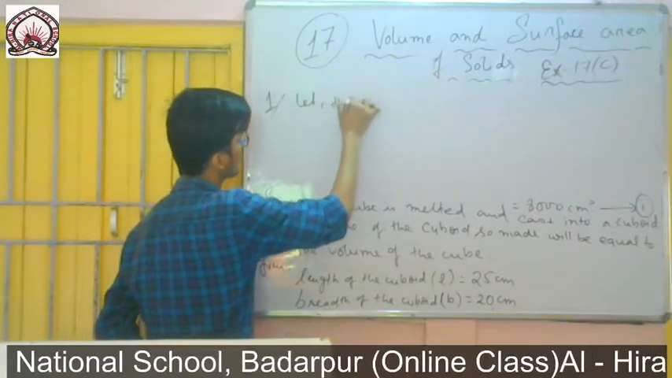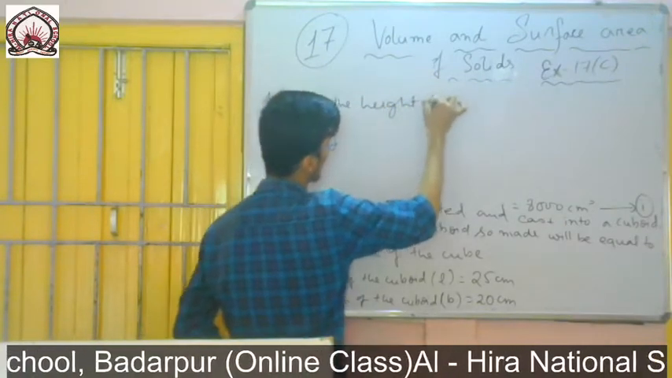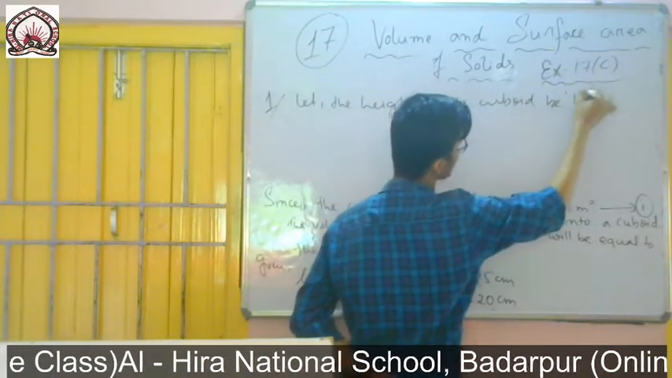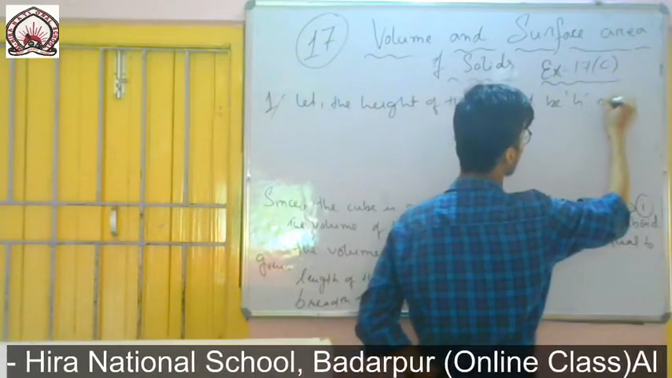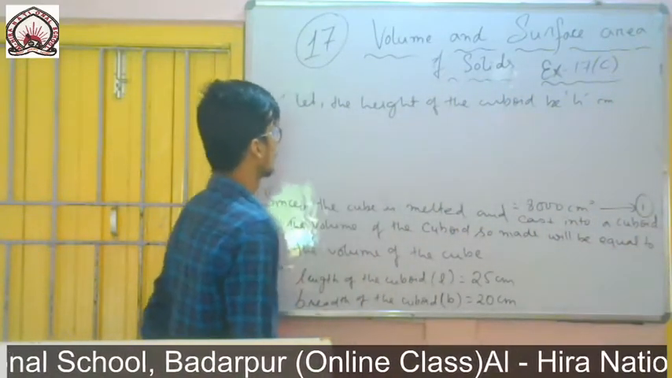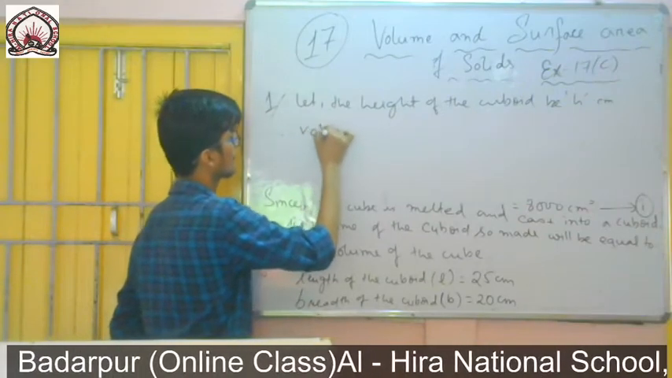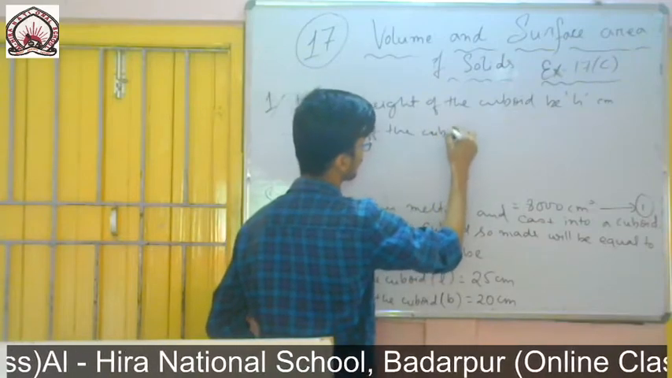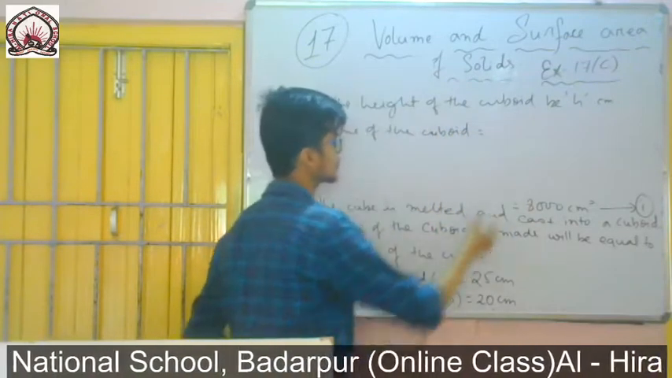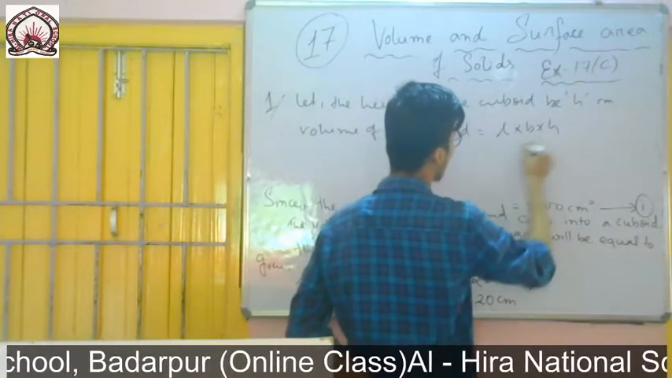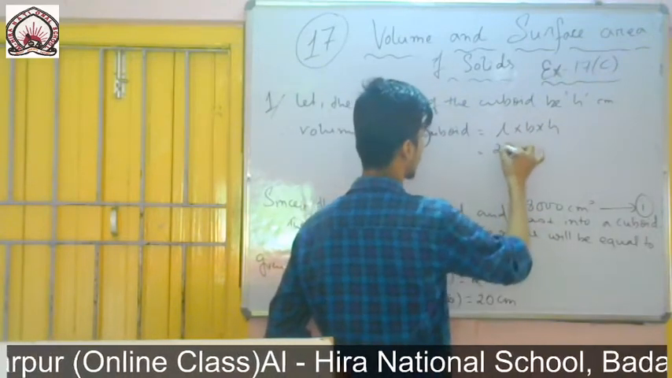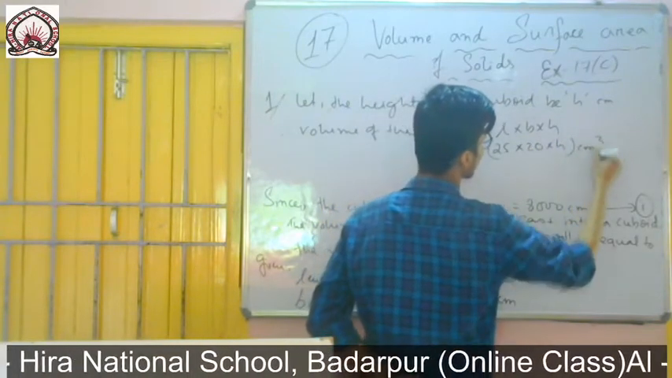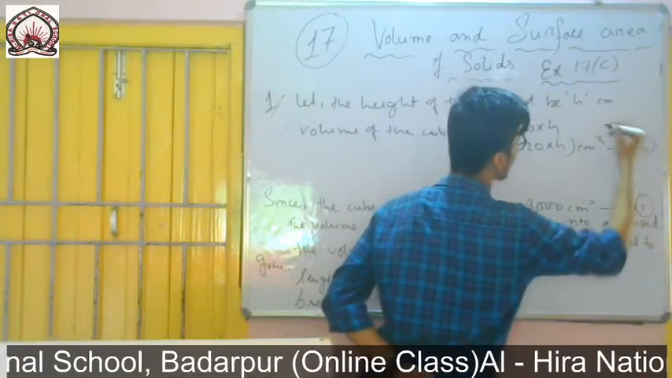Let the height of the cuboid be h cm. Therefore volume of the cuboid will be equal to length into breadth into height. Length we have got, it is 25, breadth it is 20, height we don't know, unit will be centimeter cube. It will be equation number 2.